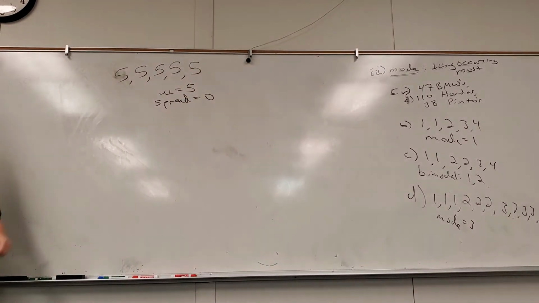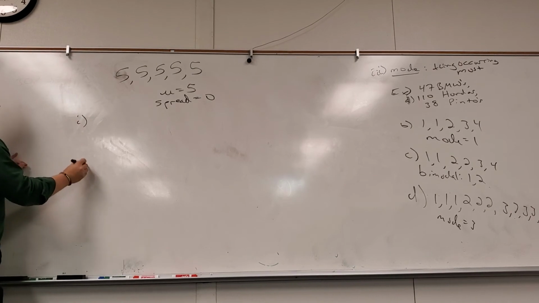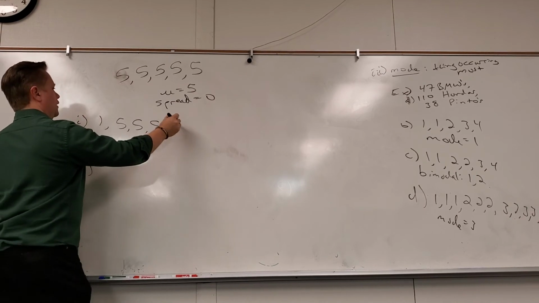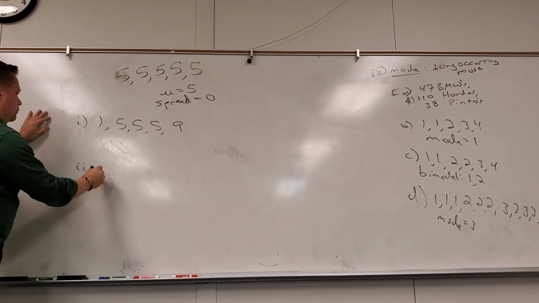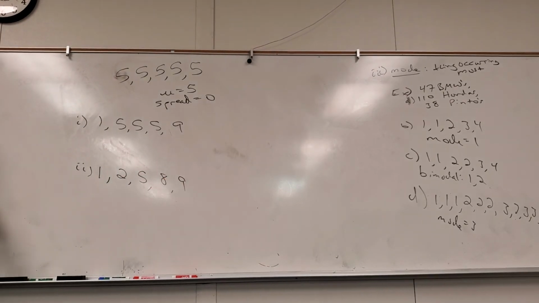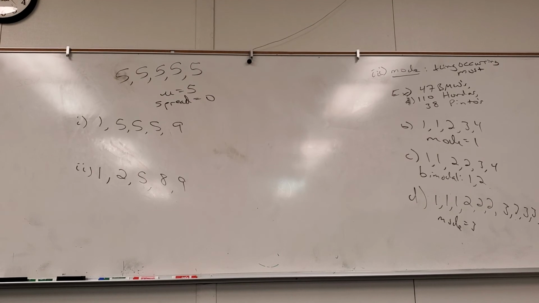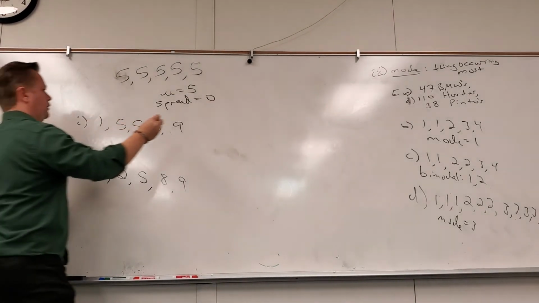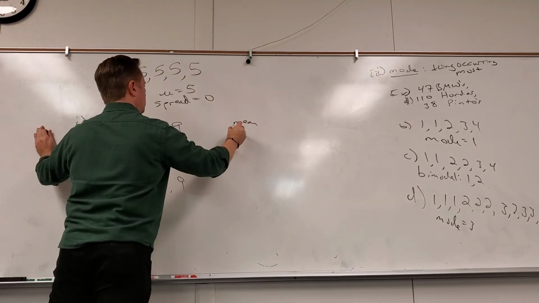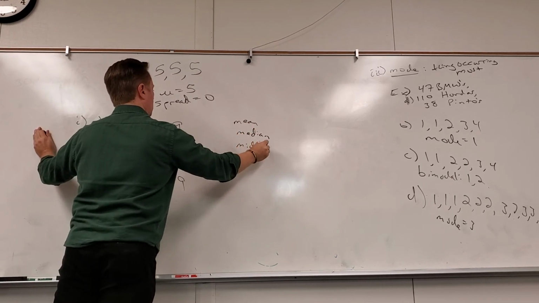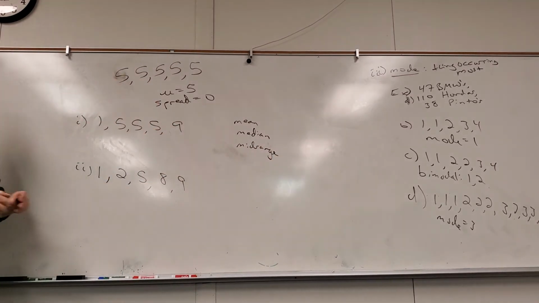So we'll look at these two data sets. Let's make some more interesting data sets here. 1, 5, 5, 5, 9. And 1, 2, 5, 8, 9. Take a minute and figure out the mean, the median, and the mid-range for both of those. Go.